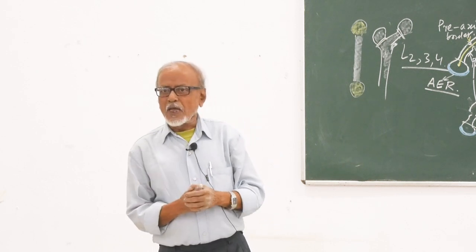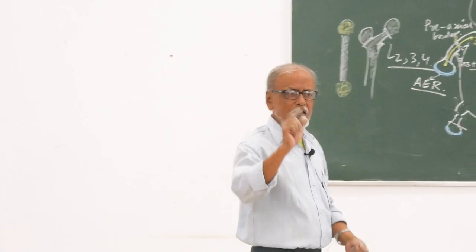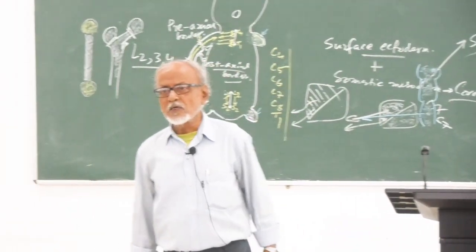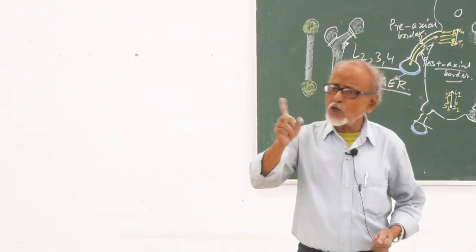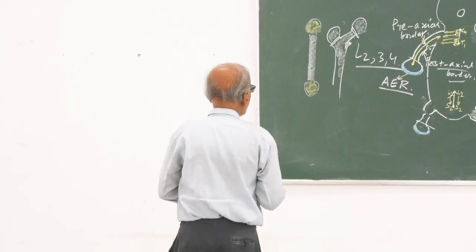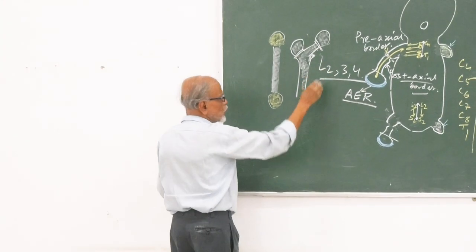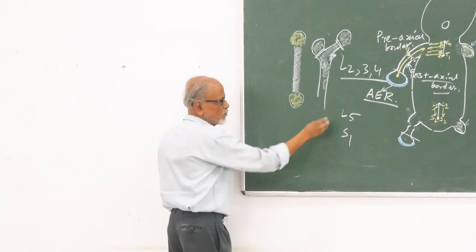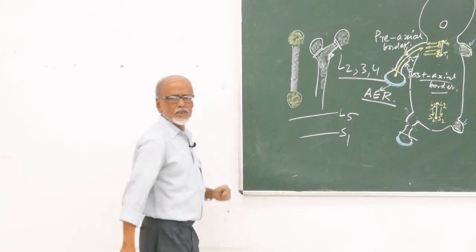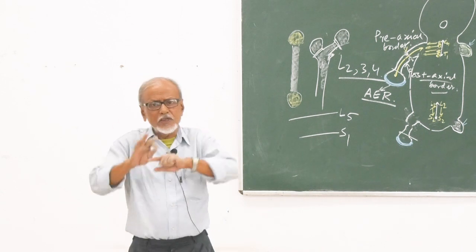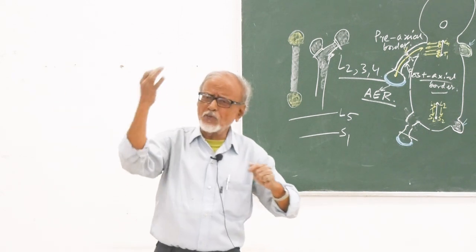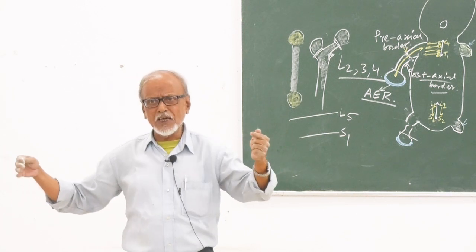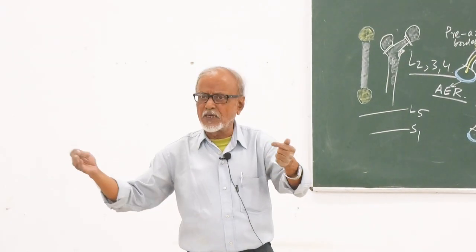You will see that extensors are supplied by the dorsal branches, flexors are supplied by the ventral branches. Each of the ventral rami, say L5 and S1, that emerge from the nerve roots, have got nothing to do with the dorsal rami. That is also a very important point. The ventral ramus is the inner limb.